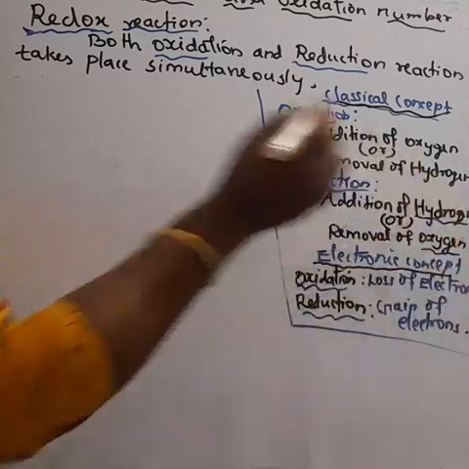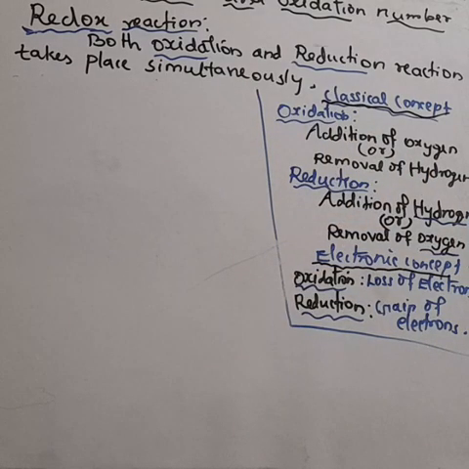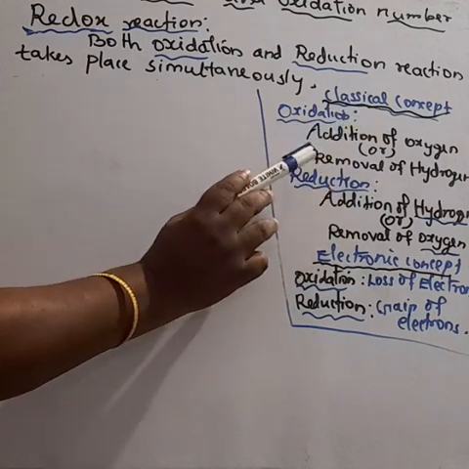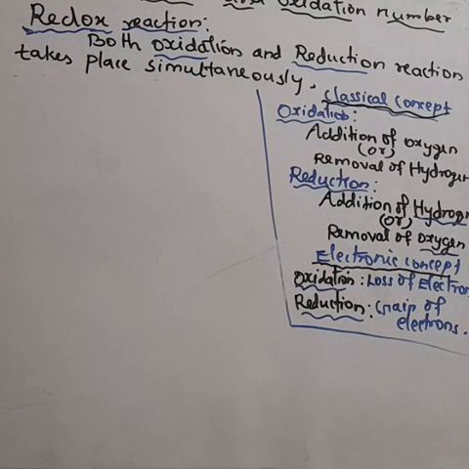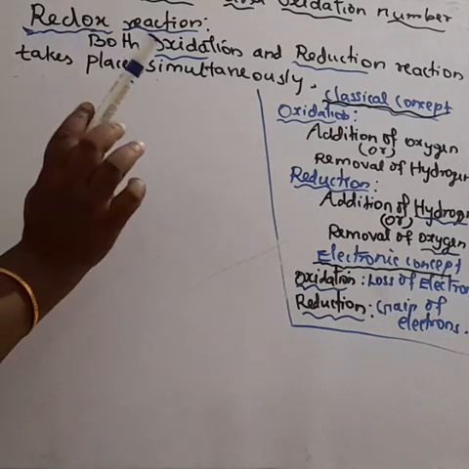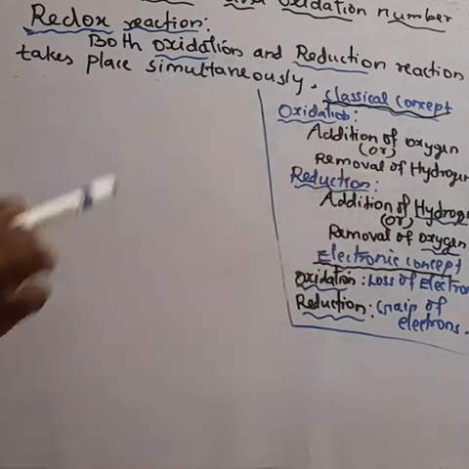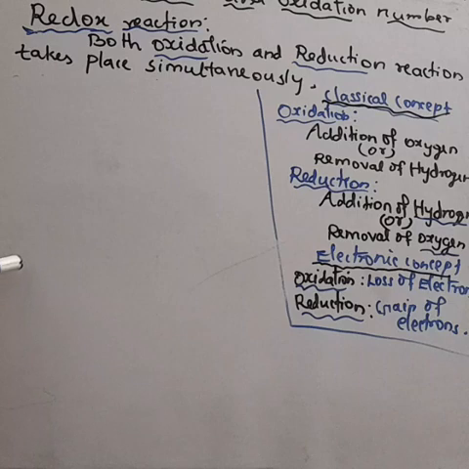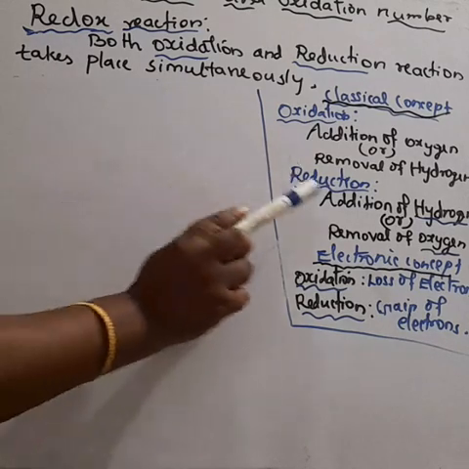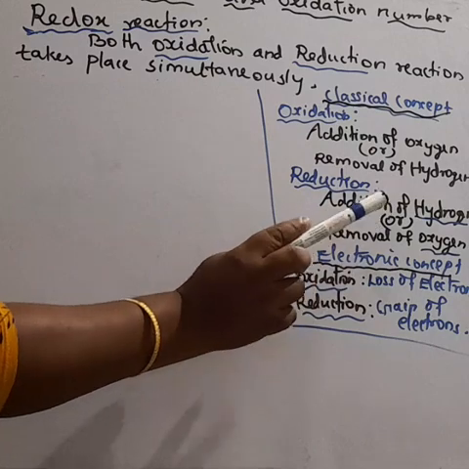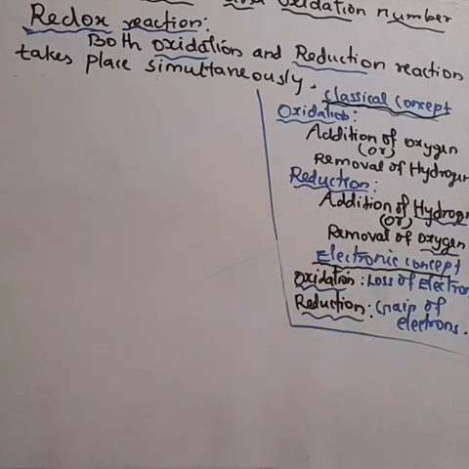Oxidation means addition of oxygen or removal of hydrogen. What do you mean by reduction? Addition of hydrogen or removal of oxygen. That is called reduction. Understood? So these are about oxidation and reduction.